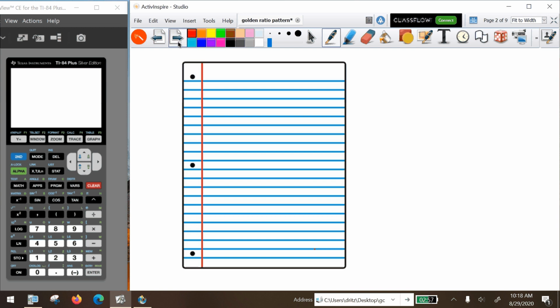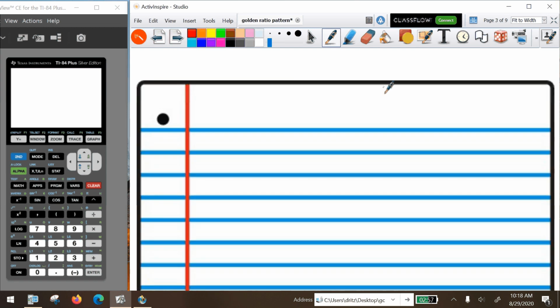All right. I want you to write down this number on your paper. Write it down right at the top. 1.618. Okay? Next, what I'd like you to do is to choose two random numbers.